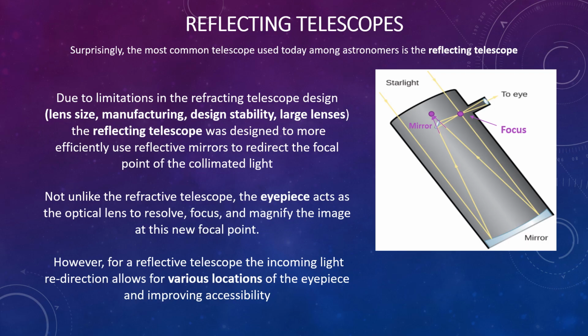Unlike a refractive telescope, the eyepiece here acts as the optical lens to resolve, focus, and magnify the image at this new point. However, for a reflective telescope, the incoming light redirection allows for various locations of the eyepiece. So you can actually have the eyepiece in different spots along the tube of a reflecting telescope based on the design of the mirror and the secondary mirror, whereas for a refracting telescope, you always have to have the eyepiece at the very end.